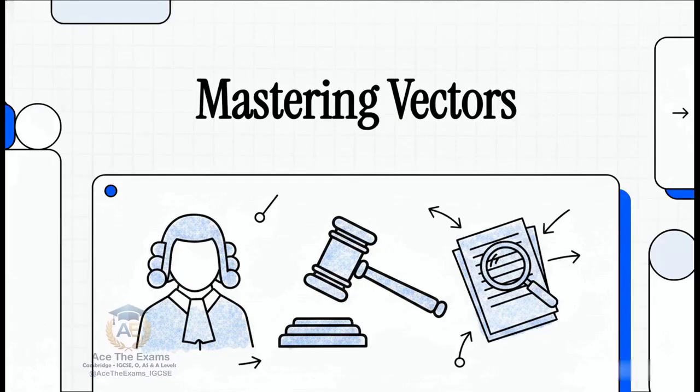My goal right now is to help you build an absolutely undeniable case for top marks, specifically when it comes to vectors. So whether you are finding the magnitude of a position vector, calculating a tricky dot product, or mapping out a complex displacement journey, I want you to think of yourself as the barrister. The examiner? They're the judge. And your working out? That is your irrefutable evidence.